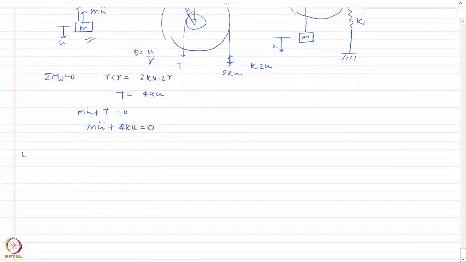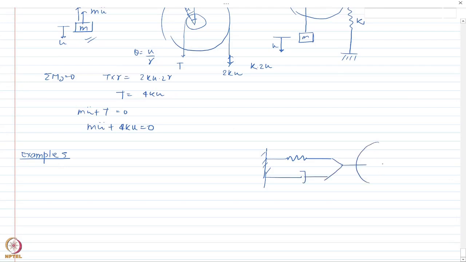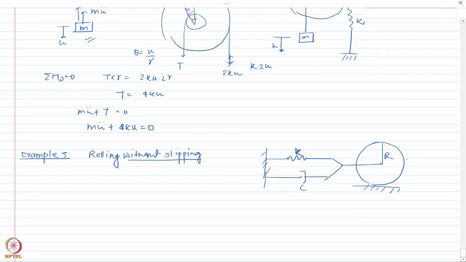All right, now let us see our example 5. In example 5, I again have a spring mass system, except in this case I do not have a block, but I have a rotational disk here. I need to find out the equation of motion if there is rolling without slipping. If that is the condition and these constants are given to you, the radius is basically r here, you need to find the equation of motion of this system. So take some time and try to attempt this problem, and we are going to come back to it later and solve it.